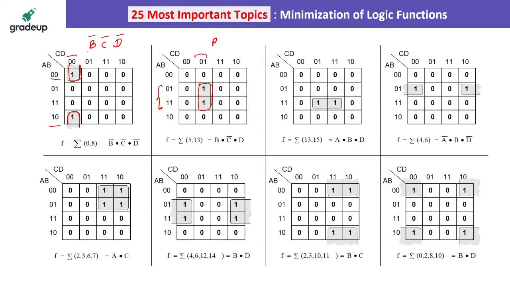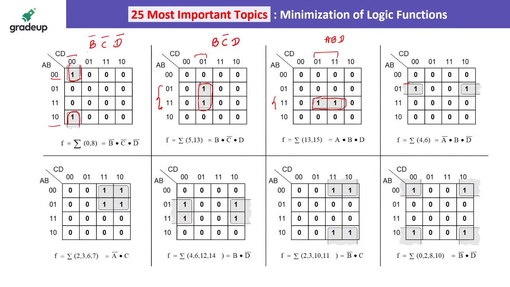So this is B C bar D. And the third one, if you see, what is the third one? Two ones are combined here. So this is AB, and this comes under D. So this is ABD.